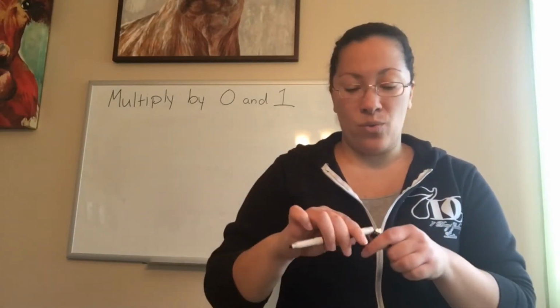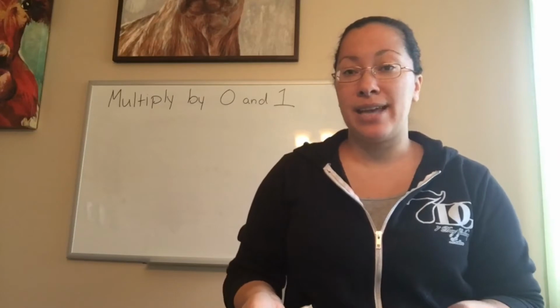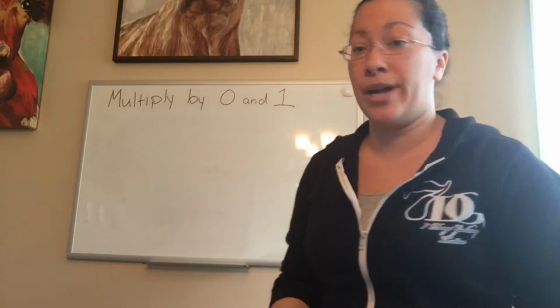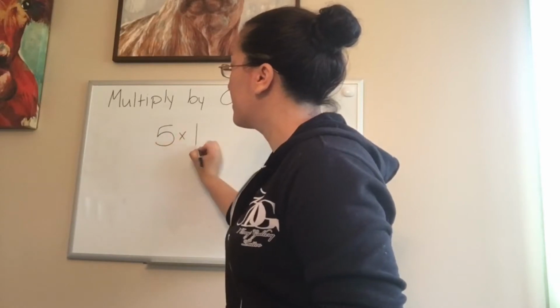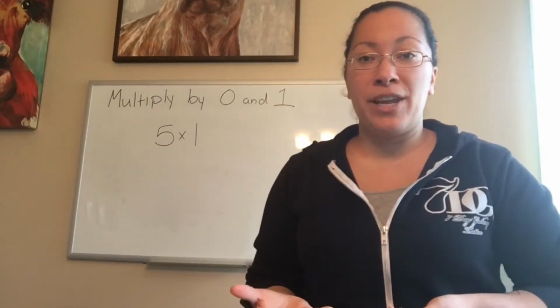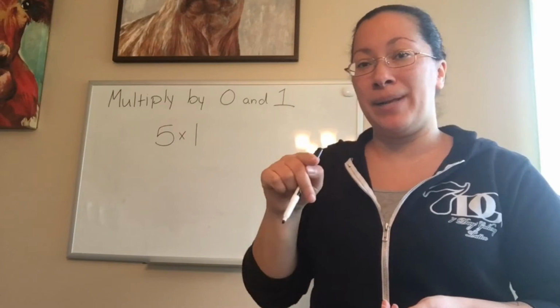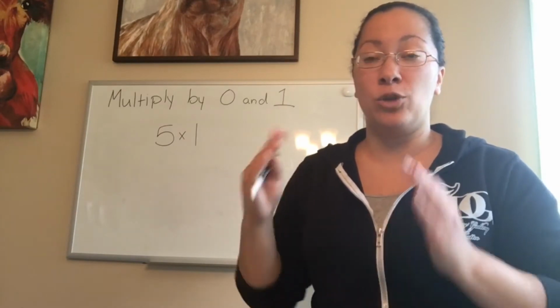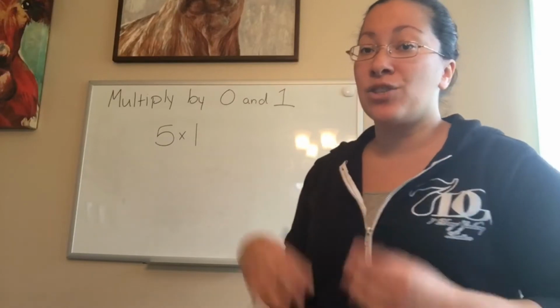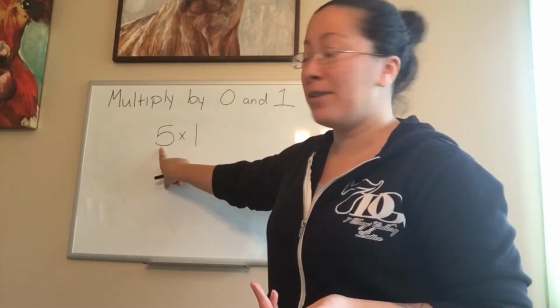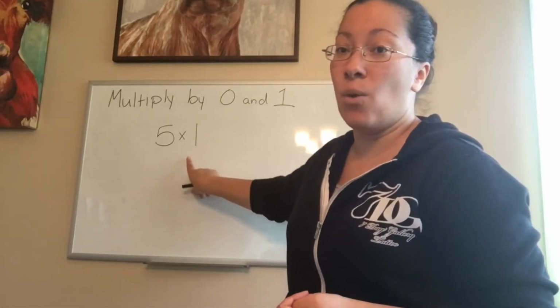So let's say that we're multiplying by 1. Let's say we have 5 times 1. If you remember from video 1, when we see that multiplication symbol, I want you to think of groups of. And then when we draw our picture, it'll make a little more sense. So right now we have 5 groups of 1.